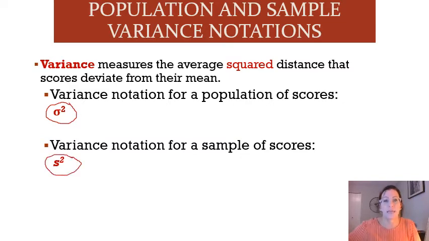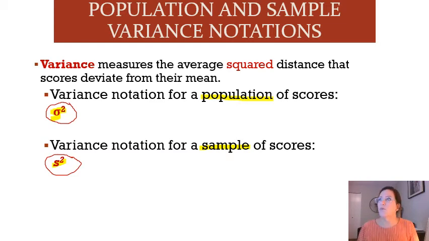So these are the notations for the different types of variances. There's a different notation for population than there is for sample. It's very important for you to notice that this lowercase omega squared is the population, and the sample notation is a lowercase s squared. Now, it is important for you to use the right notations because the calculations are different.